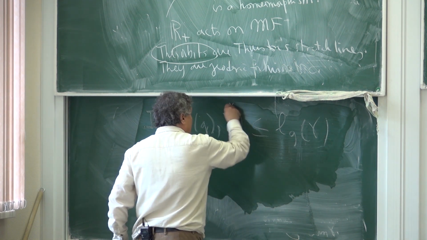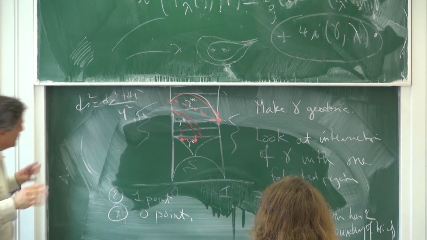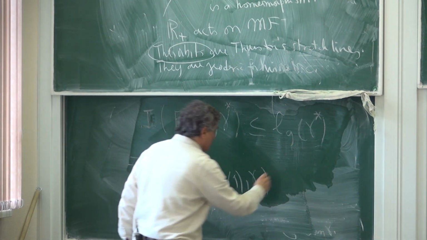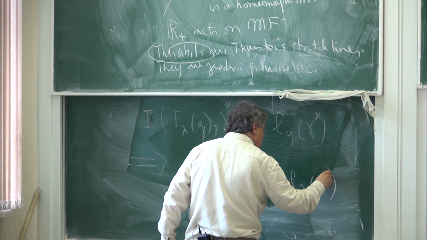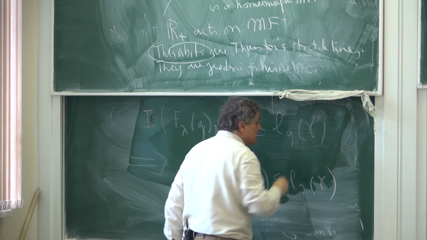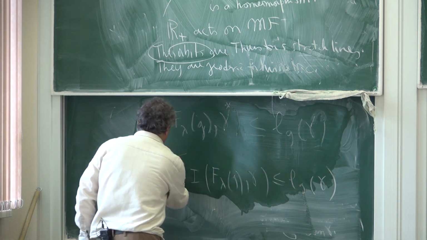the length of gamma. Say this is gamma star, if you want. And now I'm talking about this gamma star. The pieces are gamma star. And then I add them all, and I find that the intersection number of F lambda of g with gamma is always less than the length of g of gamma star. Sorry, you see that there's a gamma star and a gamma non-star here.